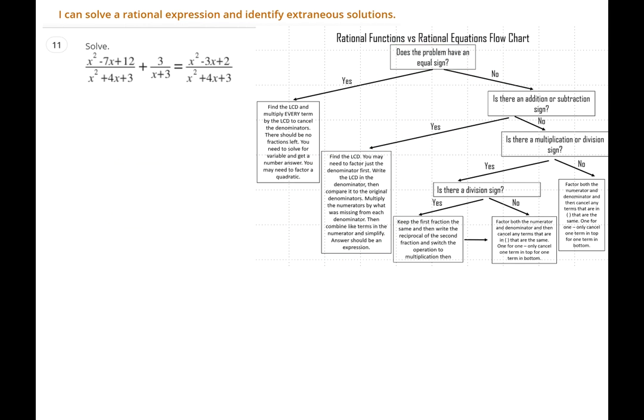All right, let's check this one out. So our question is, does the problem have an equal sign? Yes, so we have to do all of this. We're going to find that LCD first and multiply every term to cancel the denominator. So we're going to probably have to factor first, and that kind of is left off of there. I should put that in there for next time.